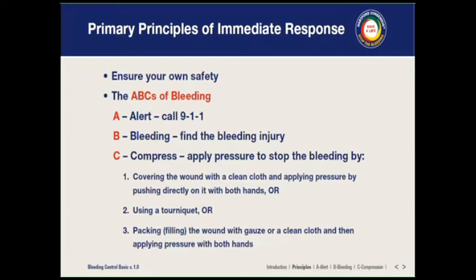The second step is assessing the bleeding, identifying where it's coming from, not just the general location, but actually exposing the wound enough to evaluate it, identify, is this a bleed that's life-threatening? And then C is compression, applying pressure to stop the bleeding. And again, there's a few different techniques that we go over during the class, including using just a clean cloth and putting pressure directly on the wound, using a tourniquet, or using a wound packing technique, either with a gauze, preferably a combat gauze, or a clean cloth, and then similarly applying pressure.